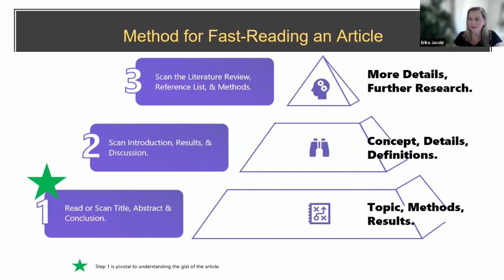And I'm going to start introducing the fast reading technique that we discussed at length last time. So, brief overview. There are 3 steps, but the decision making starts with deciding how many steps we actually need to take here. The green star stands for maybe that's the only one you do need to take, and that is number 1, read or scan the title of the article, the abstract, and the conclusion.